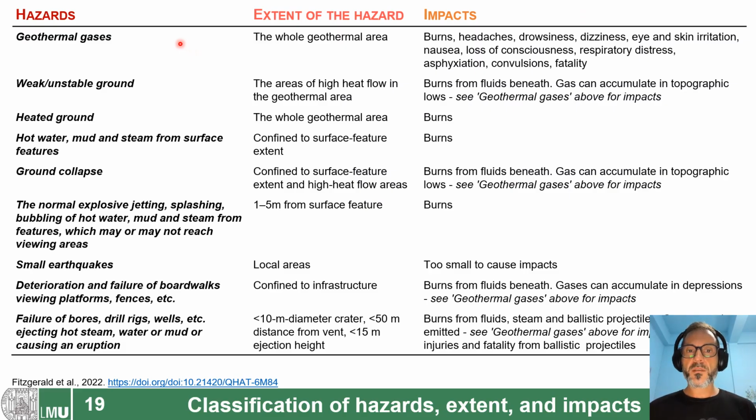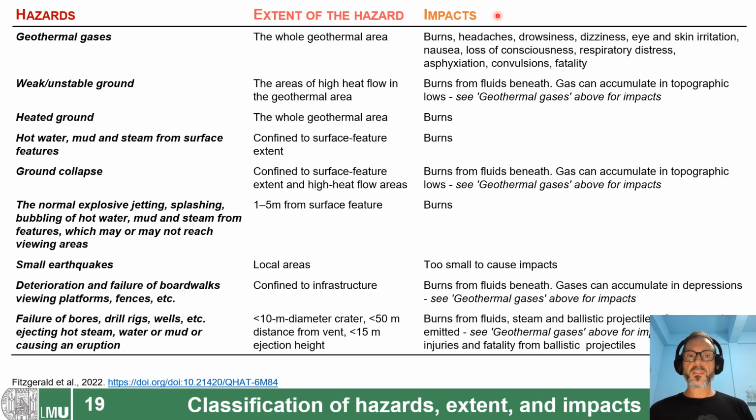To summarize, there is here this table that classifies the main hazards in geothermal environments and details their extent and their impacts. Although I didn't explicitly discuss or provide an example, geothermal gases pose significant risks, particularly hydrogen sulfide or carbon dioxide, which are toxic and can cause suffocation. Another hazard is the degradation and failures of infrastructures, for example, in tourist areas and in power plants, which can potentially endanger people with exposure to hot fluids or gases.